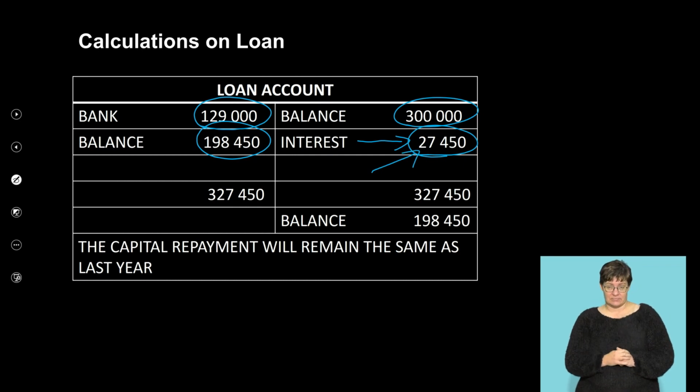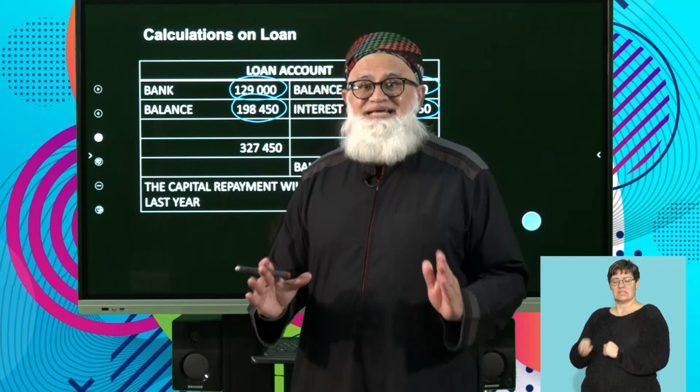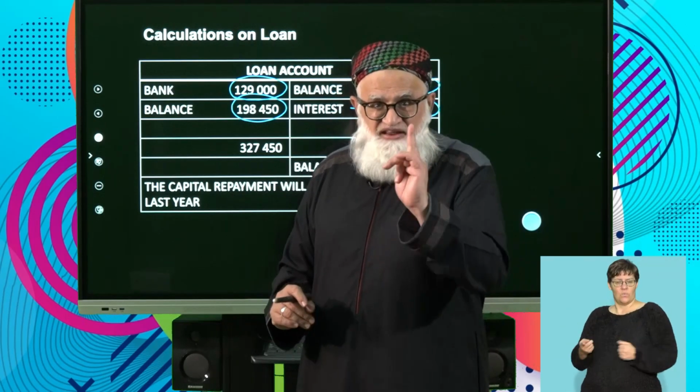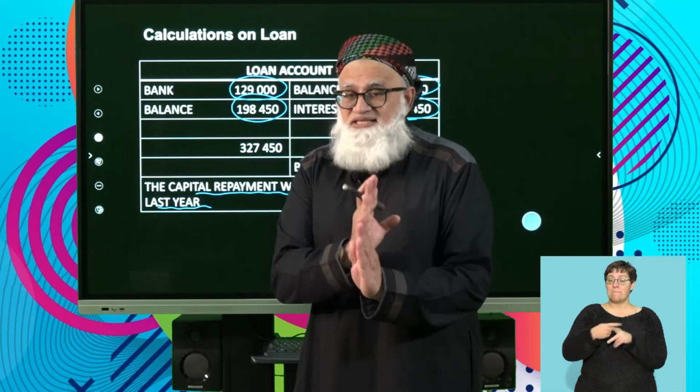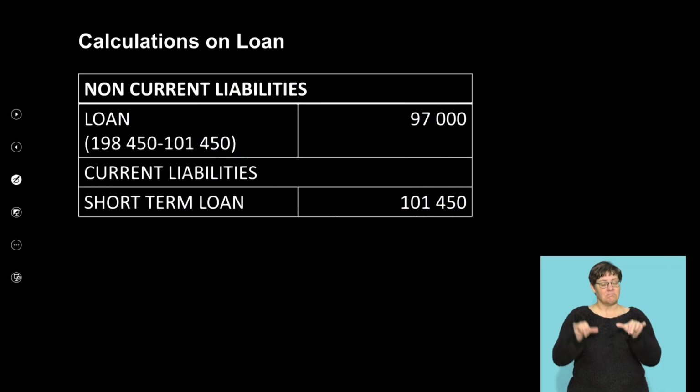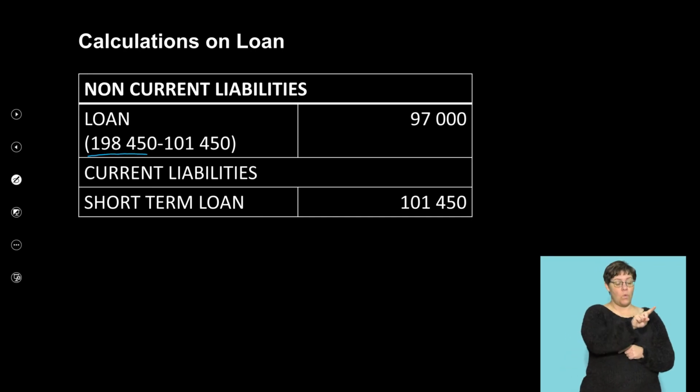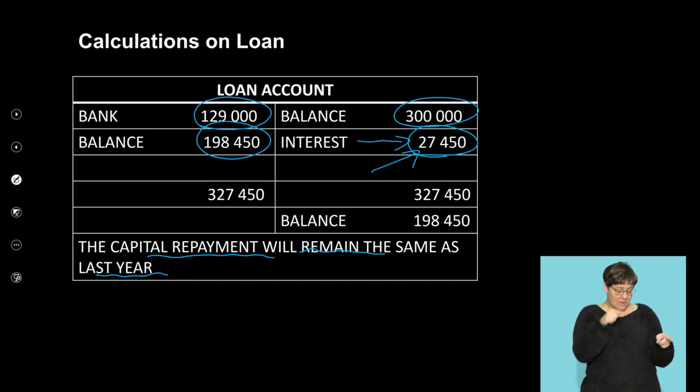27,450. Right. We're now in the balance sheet. How do we report in our balance sheet? Very, very important. Look at this last statement here. The capital repayment will remain the same as last year, right? So the capital repayment will stay the same. Okay, so this is what we do. You take your 198,450, which is your closing balance. Watch, it's your closing balance.